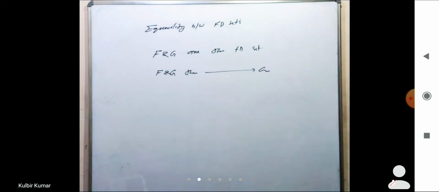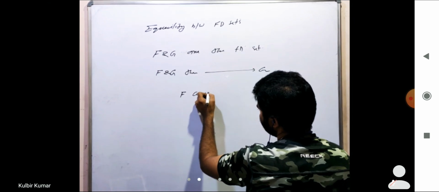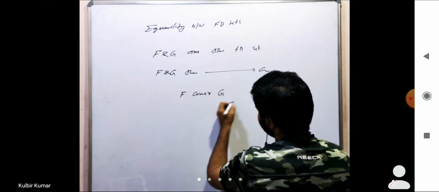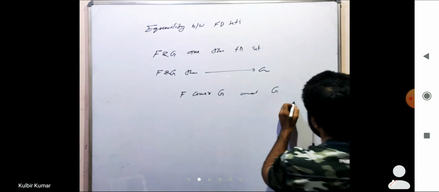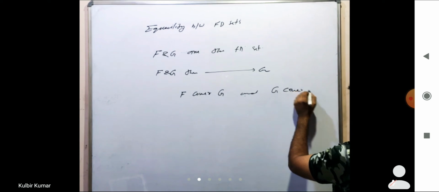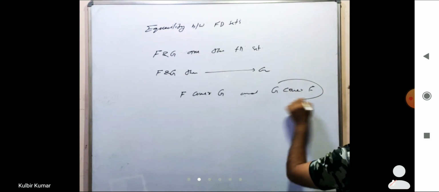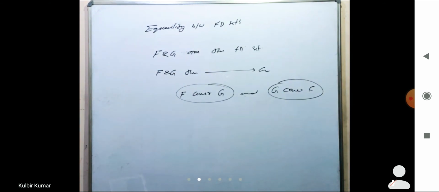ठीक है, तो क्या कहेंगे? F कवर G and G कवर F. ठीक है, F कवर G क्या होता है, G कवर F क्या होता है, I will discuss later. और अभी तक डेफिनेशन से भी कुछ नहीं समझ आया, डोंट वरी, एग्जाम्पल से समझ आ जाएगा.